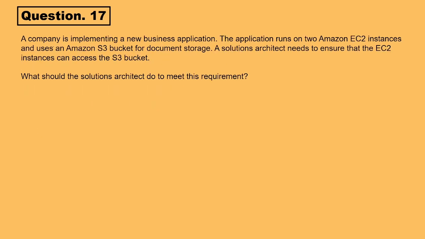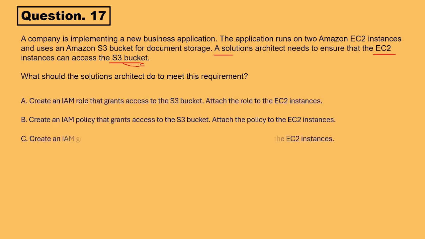Now question number 17. A company is implementing a new business application. The application runs on two Amazon EC2 instances and uses an Amazon S3 bucket for document storage. A solutions architect needs to ensure that the EC2 instances can access the S3 bucket. What should the solutions architect do to meet this requirement? The requirement is pretty simple. EC2 instances should be able to access the S3 bucket. That's it. Here are the options.